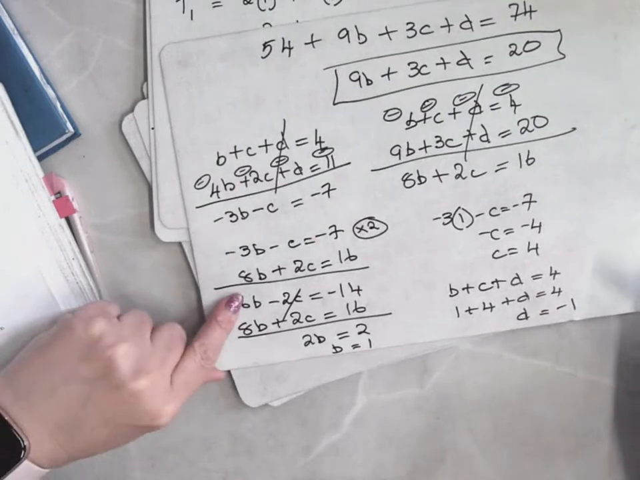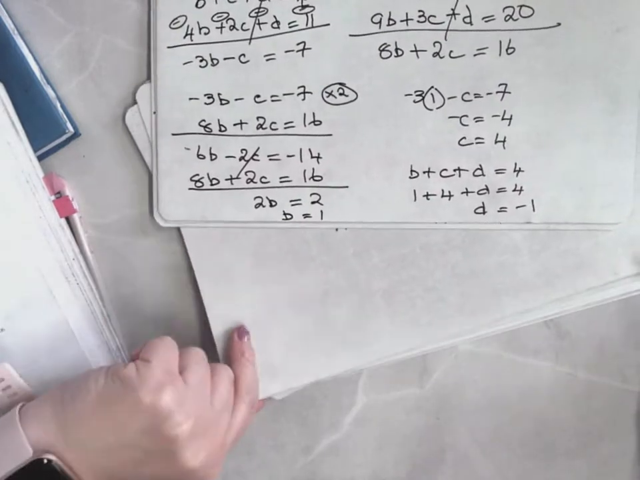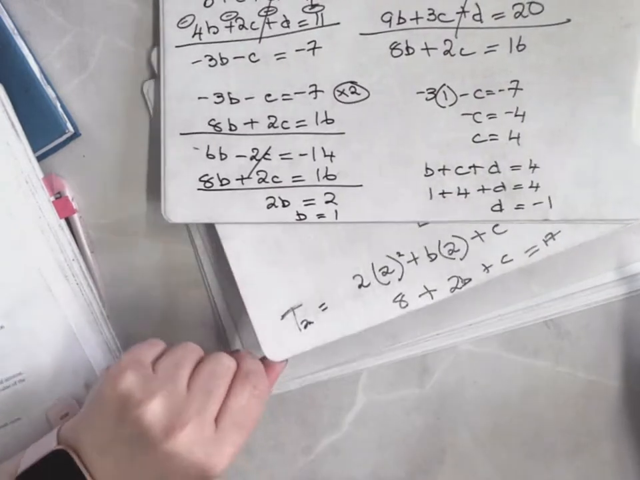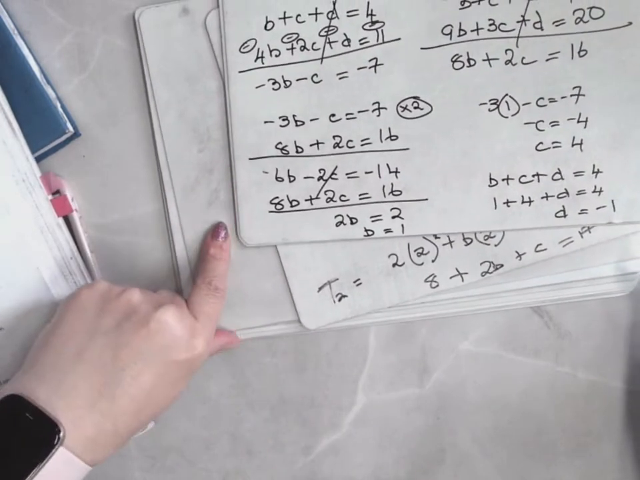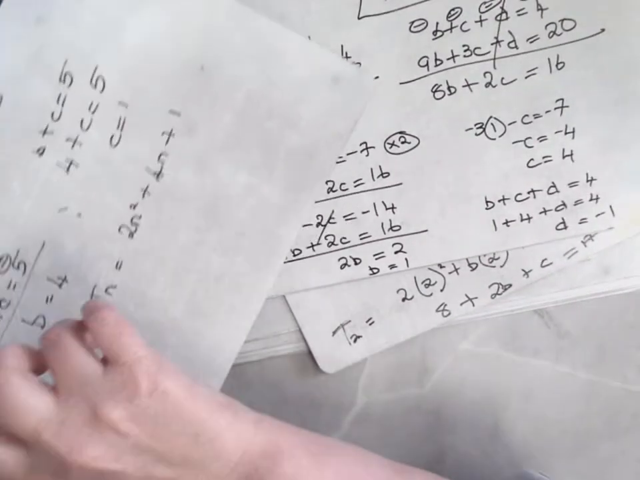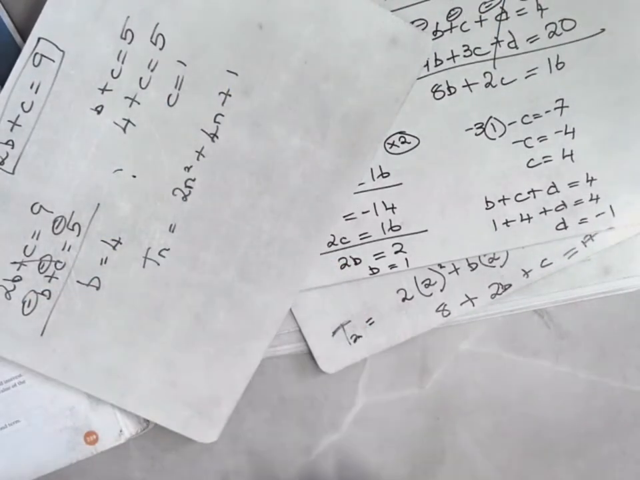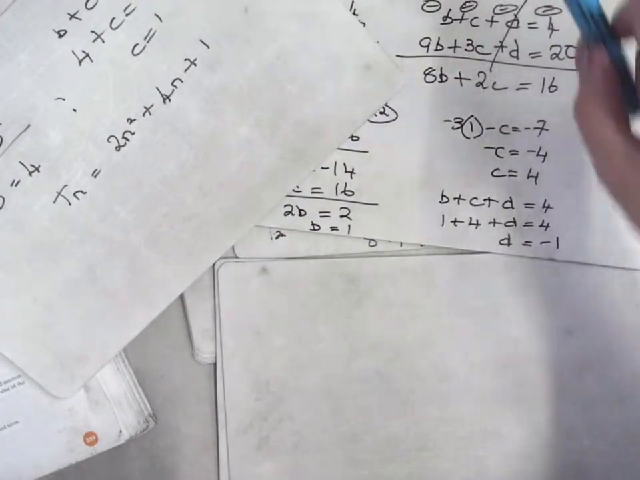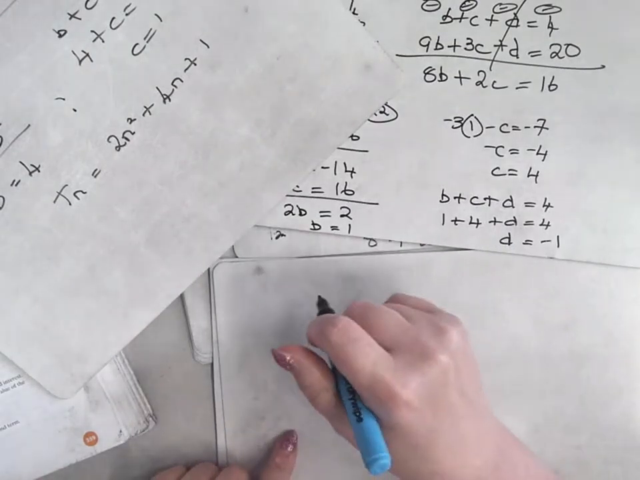Okay? Please don't forget to answer the question. The question was Tn. Find Tn. Sorry, I have to blank board here. What do I do? Going swimmingly well. Right? So don't forget to answer the question.